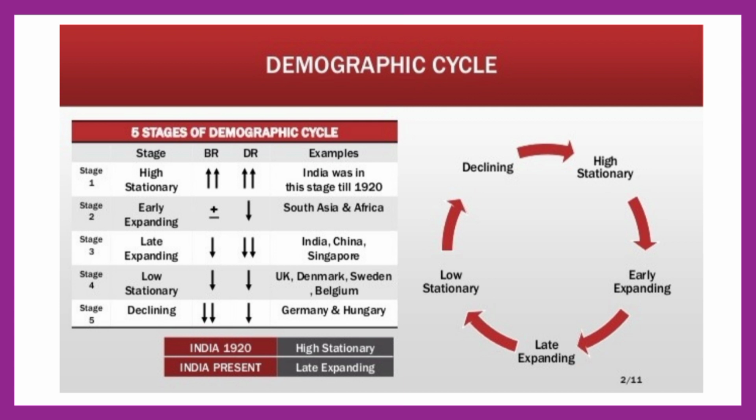So in the early expanding stage, what happens? As you can see here, birth rate is plus minus, means birth rate is the same as that of the first stage, but death rate has declined. So that is the reason it is called the early expanding stage.